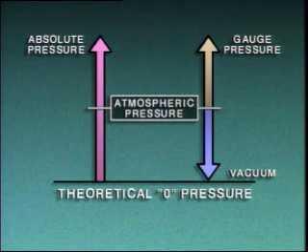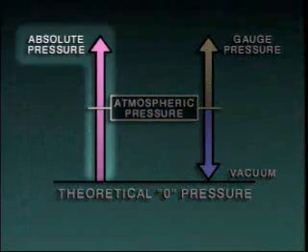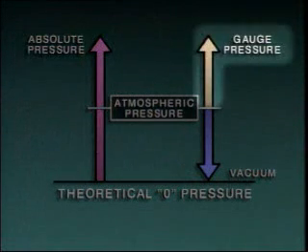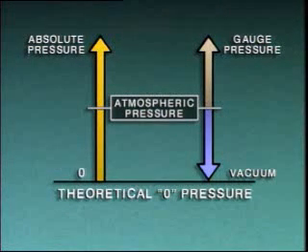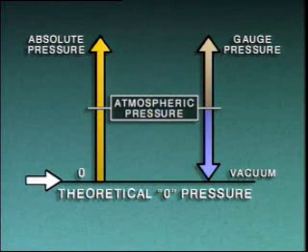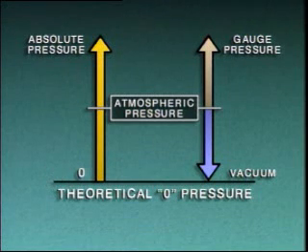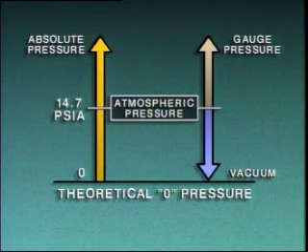The way that atmospheric pressure is taken into account depends on the scale used to measure the pressure. Three scales commonly used for pressure measurements are the absolute pressure scale, the gauge pressure scale, and the vacuum scale. The absolute scale begins at theoretical zero pressure, a condition of no pressure and a total absence of air. On the absolute scale, atmospheric pressure is 14.7 pounds per square inch absolute, or psia.